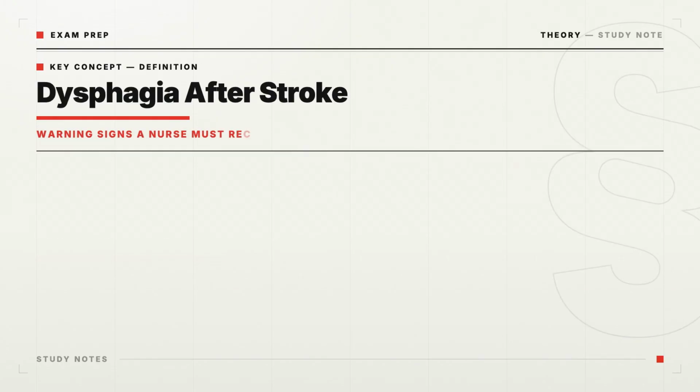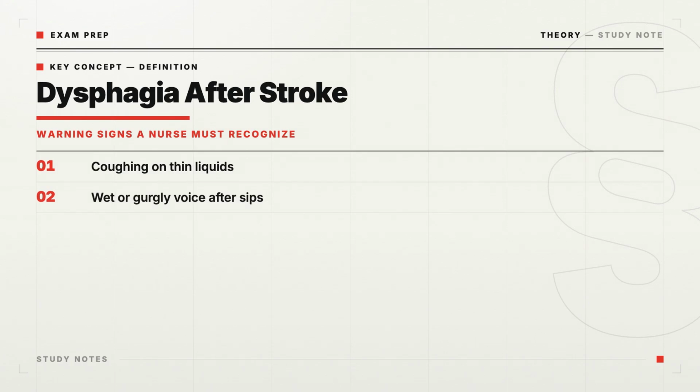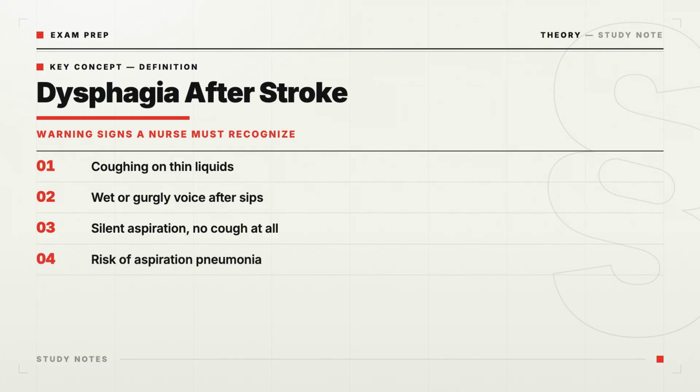A stroke can weaken the muscles and nerves that control swallowing, causing dysphagia. Thin liquids are hardest to control, and when they slip past protective reflexes into the lungs, the result can be aspiration pneumonia. A wet, gurgly voice signals pooling liquid, while silent aspiration is even more dangerous because there's no cough to warn the nurse at all.